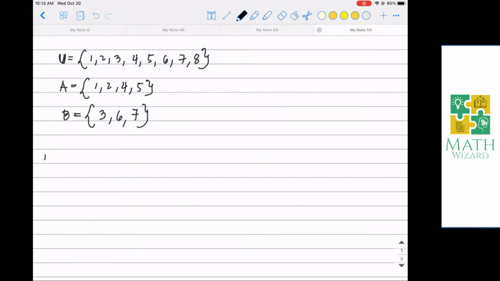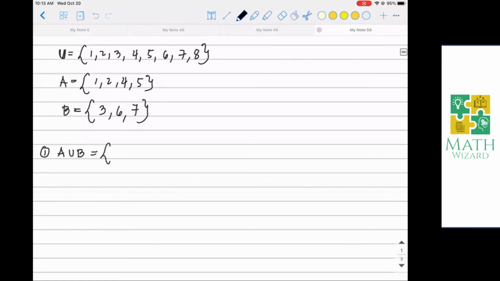Ang una natin gagawin for number 1, we need to find the union of A and B. Sige nga, you look for the union of A and B. Ano yung union for A and B? Pag sinabing union, pagsasamahin lang natin si element ng A at element ng B. Again, pagsasamahin lang natin all the elements in A and all the elements in B. Pag pinagsama natin yan, ayan, based from your answer, it becomes 1, 2, 3, 4, 5, 6, and 7. Union of A and B.